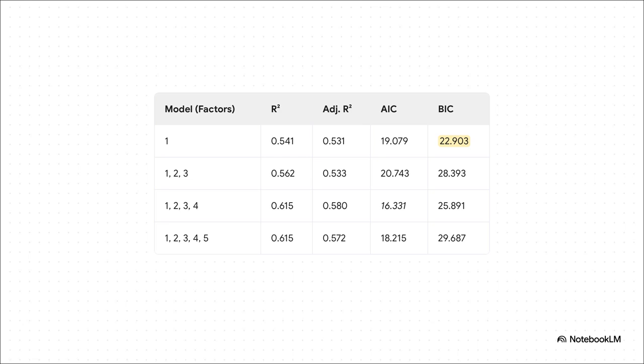And this table right here shows the judges' scores. Watch what happens. As we start adding more factors, the adjusted R-squared goes up. You'd think that's good, right? But now look over at the AIC and BIC columns. The BIC, who's our strictest judge, gives its lowest score, the winning score, highlighted here, to the simplest model with just one factor. It's basically telling us, hey, adding all that extra stuff didn't actually make the model fundamentally better.